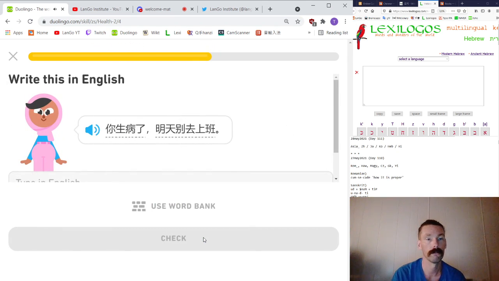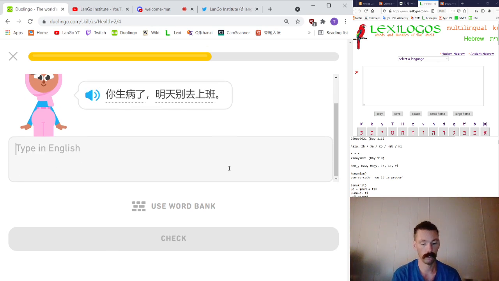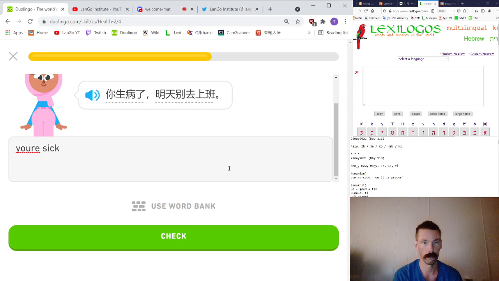你生病了，明天别去上班。 You're sick. This is the first part before the comma. 明天, the time, tomorrow. 别去, this means don't go. 上班, shang also means go, kind of, but 上班 in this compound or phrase means go to work. Don't go to work tomorrow.